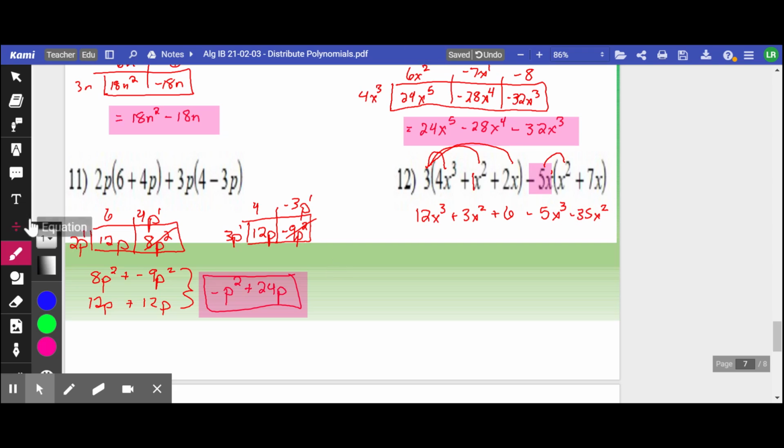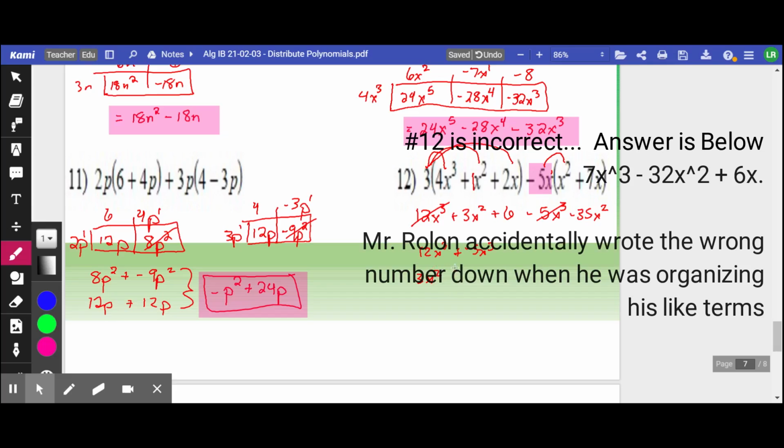And now we're looking for our like terms. So I have my 12x to the third and my negative 5x to the third. Those two are going to get added up. My 3x squared and my negative 32x squared are going to get added up. And then I have that 6. So my final answer should have 7x to the third, negative 29x squared plus 6. And that would be my final answer.